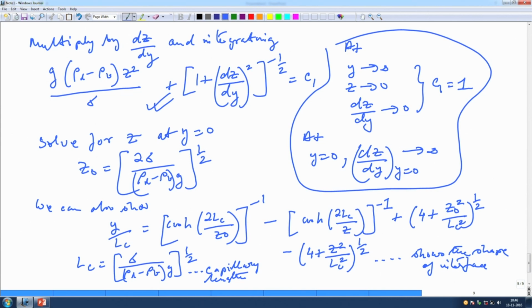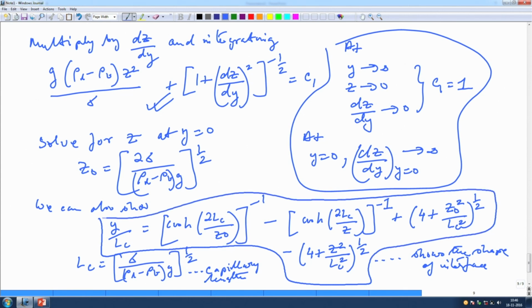So, if you look at this expression, what does it actually give you? It tells you how y at the interface is varying as a function of z, at different z's. What is the value of y? That is a functional form, and we have normalized it in terms of the capillary length. Got it.